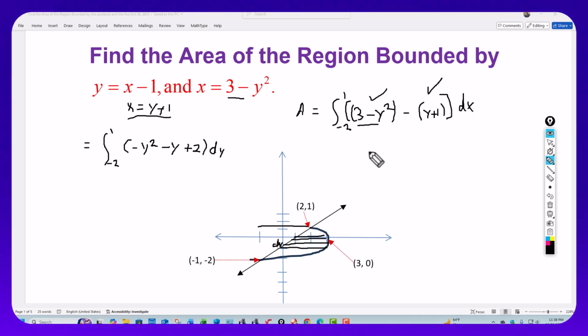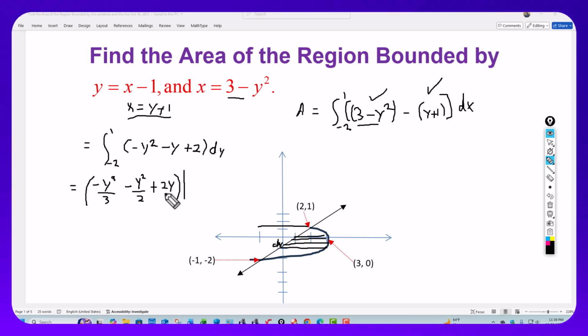When you do using the vertical rectangles, it's top curve minus the bottom. There it has to be in terms of x. And now we just integrate here with respect to y. So add 1 to the 2, we get 3, and then divide. For the y minus y, add 1, we get y squared over 2. Integrate with respect to y for the 2, we get 2y. So we get minus y to the third over 3 minus y squared over 2 plus 2y.